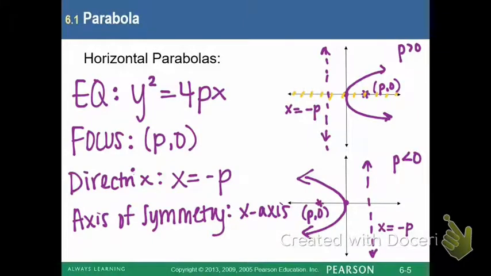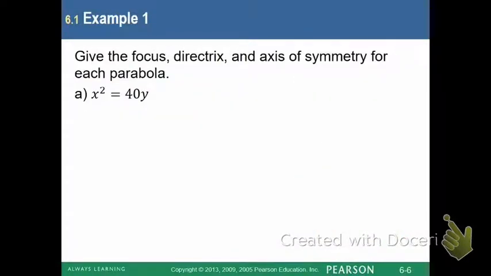The equation is x equals negative p. Okay, so for the practice problems, we're just going to be given some equations, and we need to be able to name the focus, directrix, and axis of symmetry. Also, they might give you the focus or the directrix, and we need to then be able to come up with the equation.